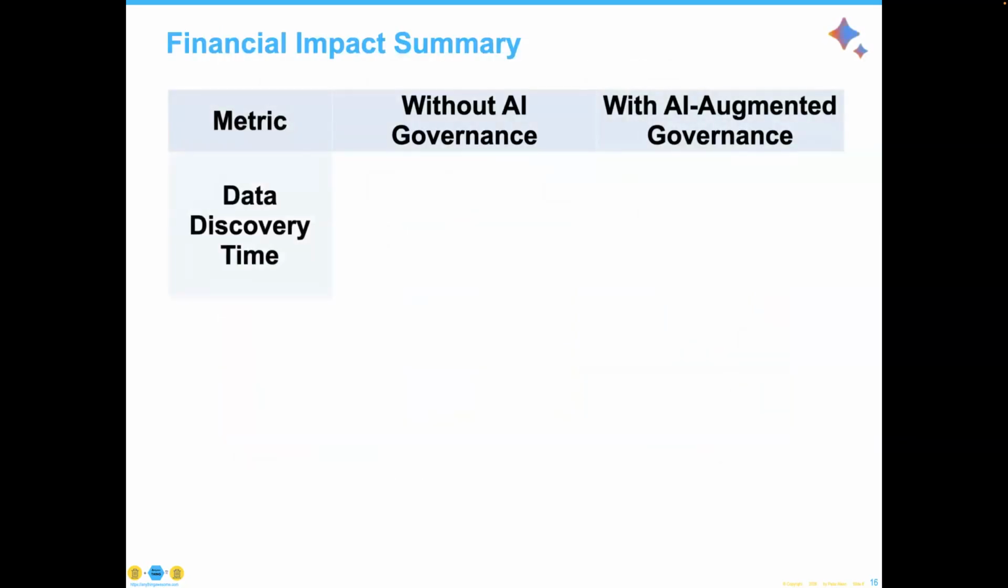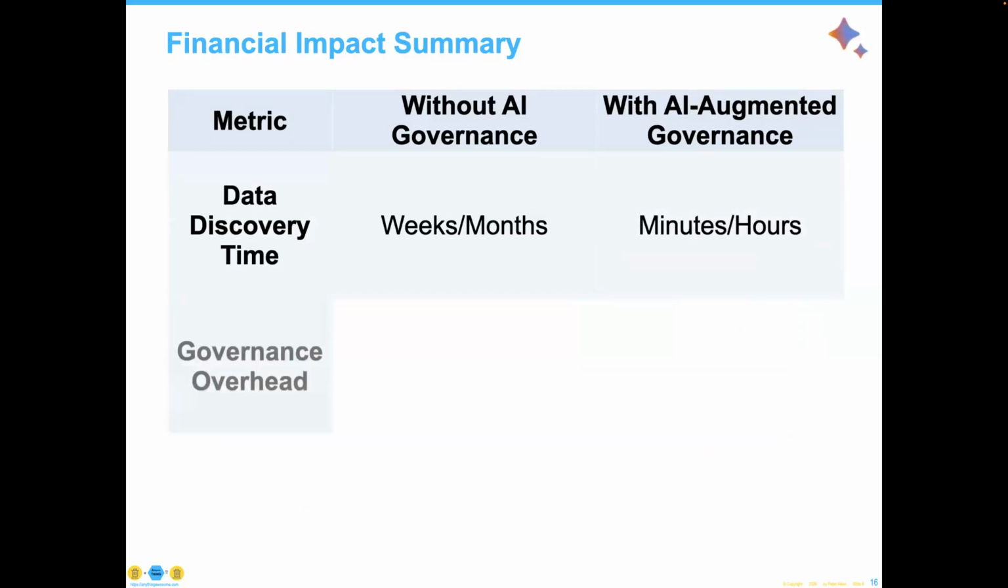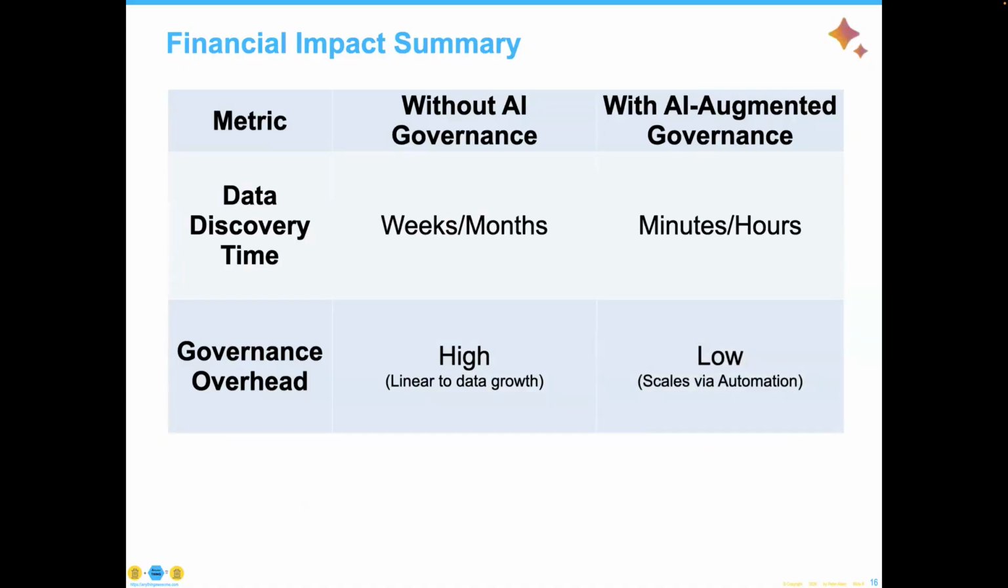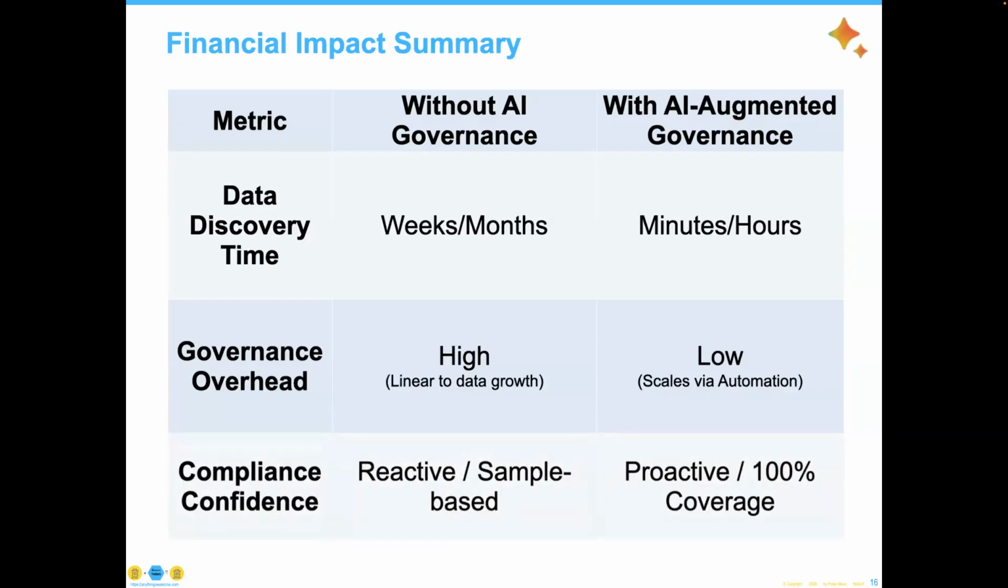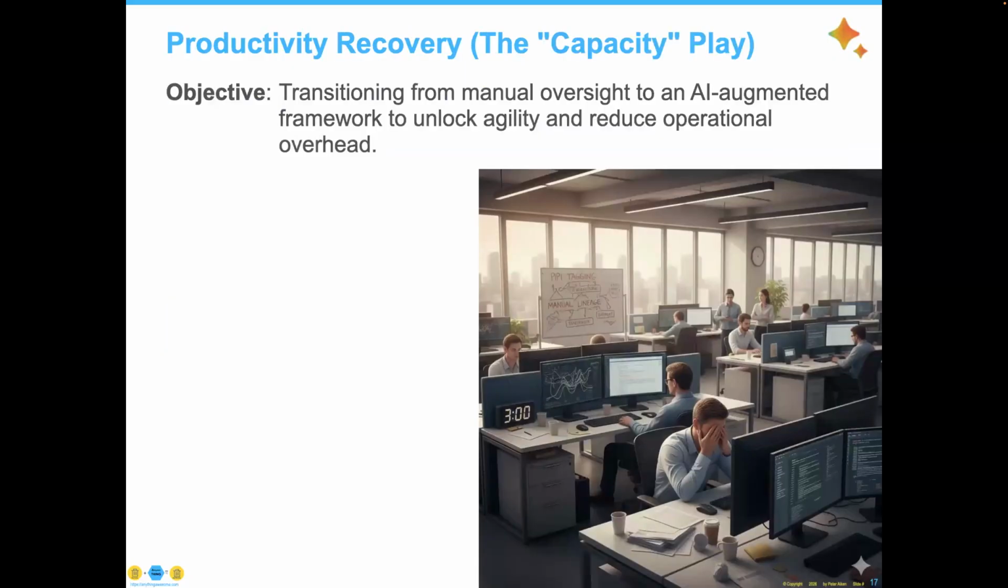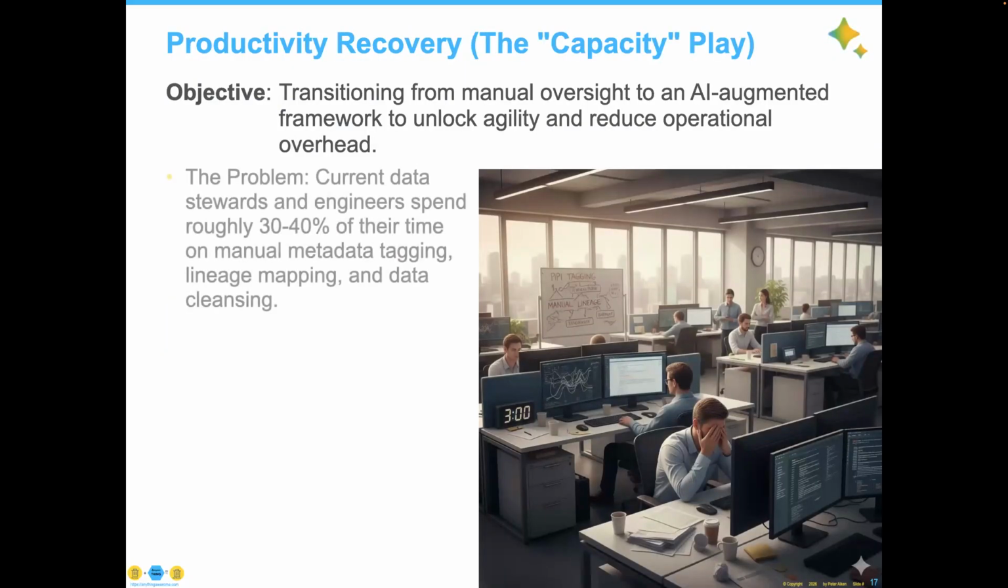There's another one for summary of financial type things. What's the financial impact then? Well, if we're doing data governance without AI, it can take weeks and months, and with AI augmented governance, it can take hours and minutes. Again, that's a little bit of an overpromise. But you can see here the kinds of things that go about this. You can move it from reactive to proactive, and in fact, all the way change around. So the capacity play is that data stewards and engineers spend lots of time doing manual tagging and mapping and things like that.